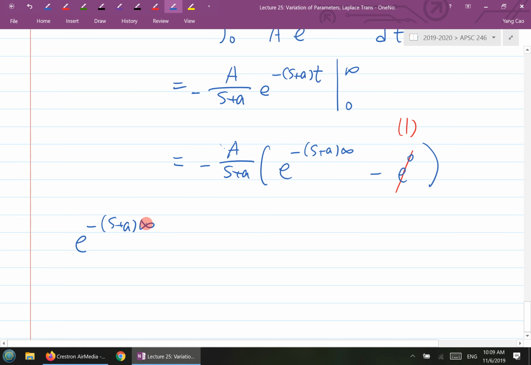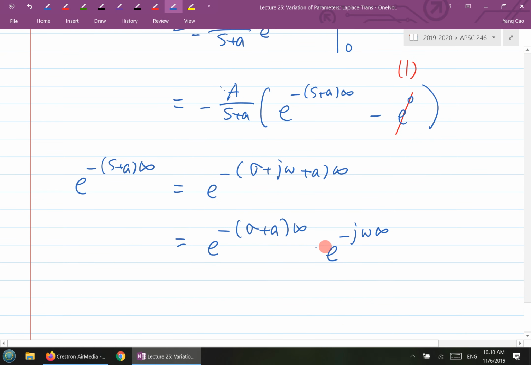And what's s again? s is sigma plus j omega, a complex number. So I can separate this term into e to the power negative (sigma plus a) times infinity, and then e to the power negative j omega times infinity. I write it as infinity, but you can consider this as a really, really large number. So this one here is a really, really big number. Same here.